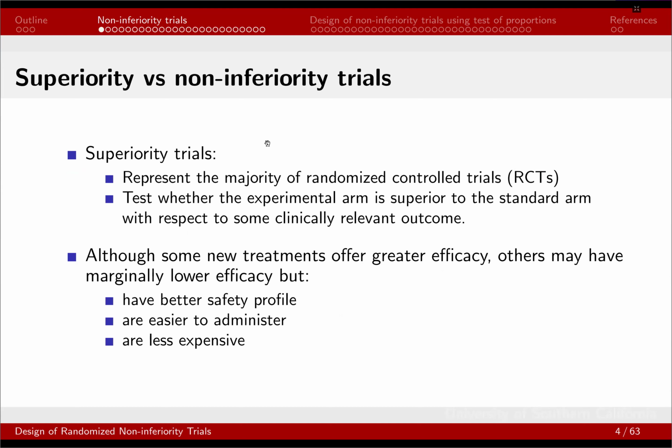Superiority trials represent the majority of randomized controlled trials. They test whether the experimental arm is superior to the standard arm with respect to some clinically relevant outcome. Although some new treatments offer greater efficacy, there would be treatments that may be marginally less efficacious, but may have better safety profile or are easier to administer or are less expensive. And these treatments can be tested with non-inferiority trials.